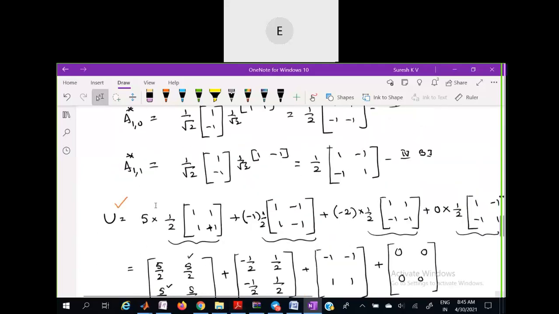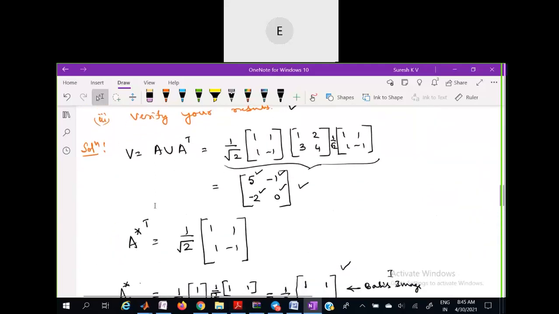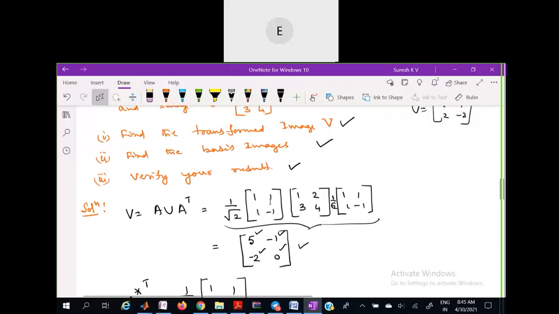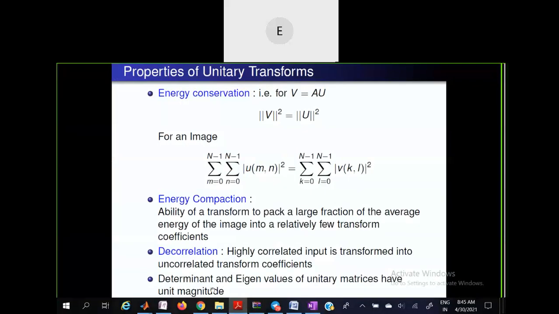See the transformation matrix here. In this case A is 1 by root 2 times [1, 1; 1, -1]. So if you find the determinant of this, you will get it as 1. It is not difficult. Try to find the eigenvalues of this, they will be unity. A unitary matrix will have unit magnitude. You can verify this. I will not show it now.